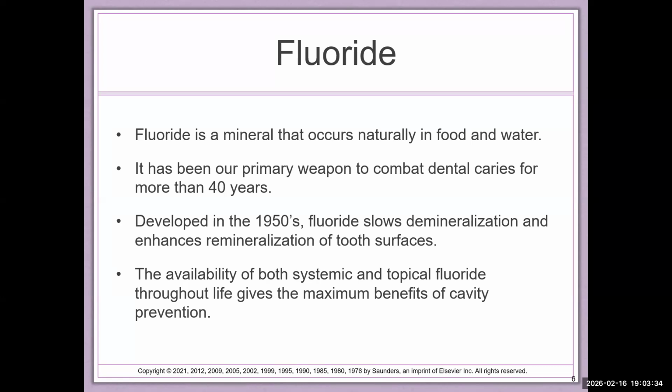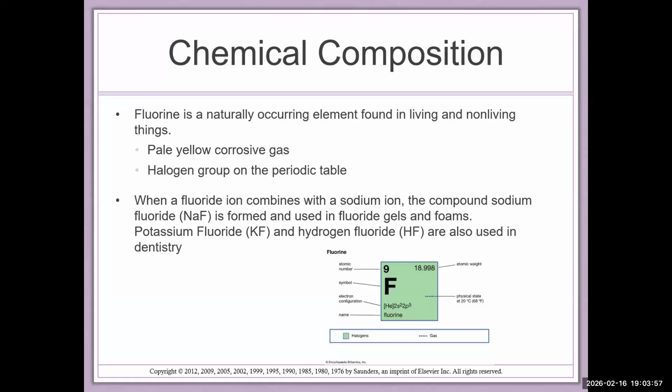What fluoride does is it slows down the process before you develop caries, which is called demineralization, and it then enhances remineralization of tooth surfaces. The availability of both systemic and topical fluoride throughout life gives the most benefit in cavity prevention. But let's go a little bit into the chemical composition of fluoride.